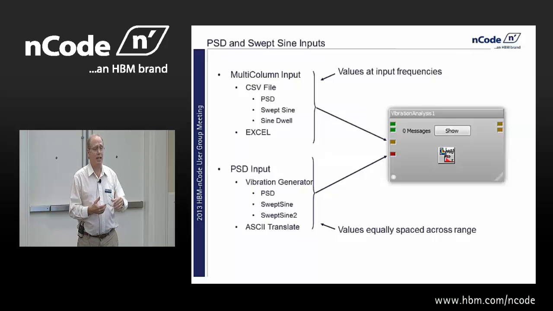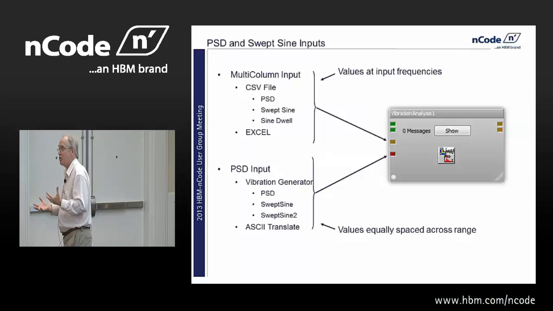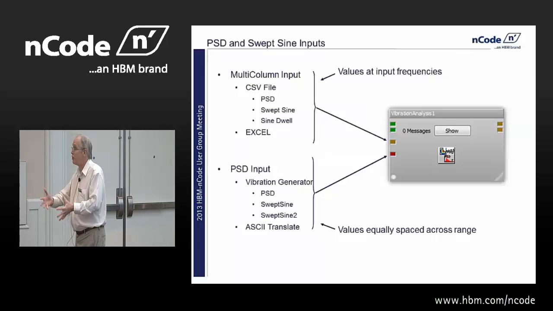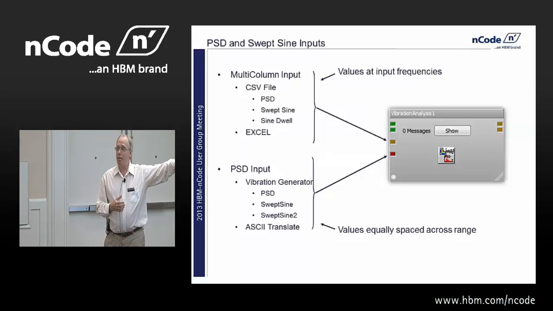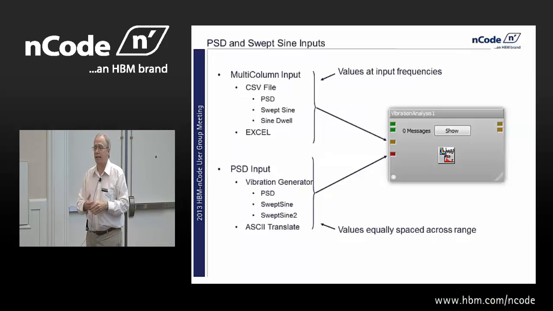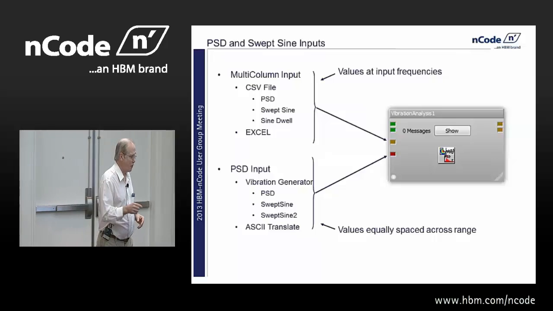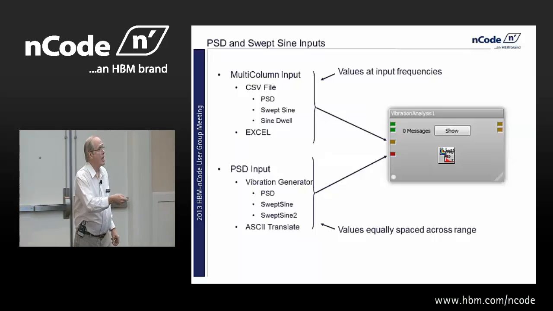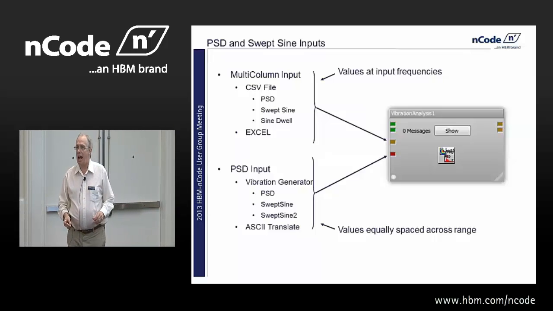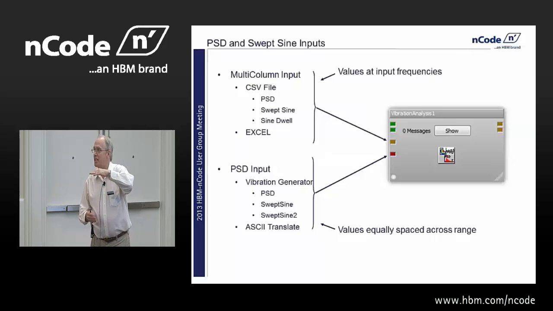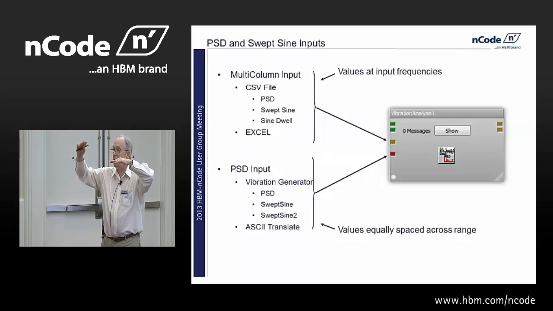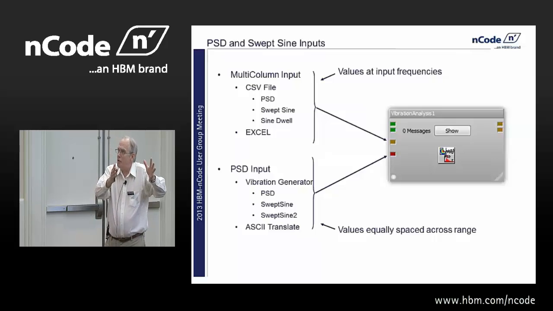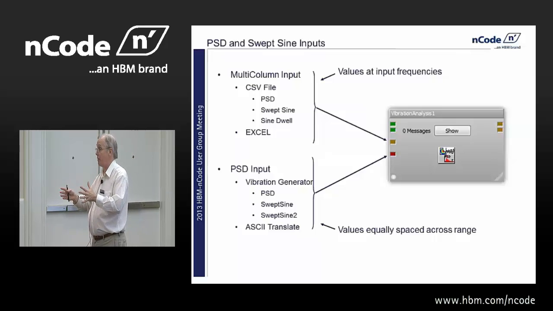So if I'm looking at the multi-column, we're looking at something like a CSV file or Excel spreadsheet. If I'm looking at the histogram input, we're actually looking at a PSD generated from a vibration generator, possibly using ASCII translate to do the calculation. One big difference between these, which becomes important later on: if I bring in an Excel spreadsheet, I bring in frequencies that I actually specified. So if I put in 5 frequencies with their excitations, I'd only see those 5 frequencies come into DesignLife.